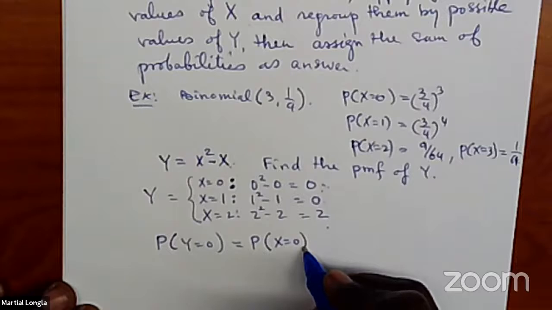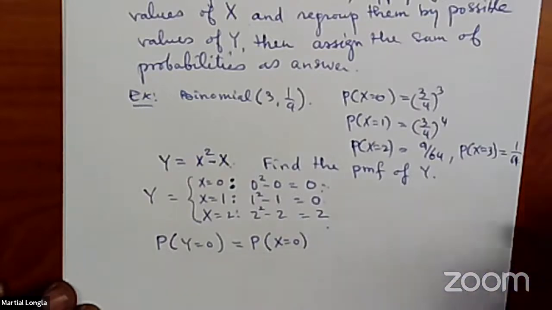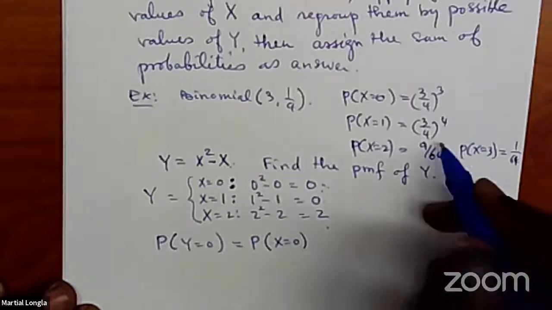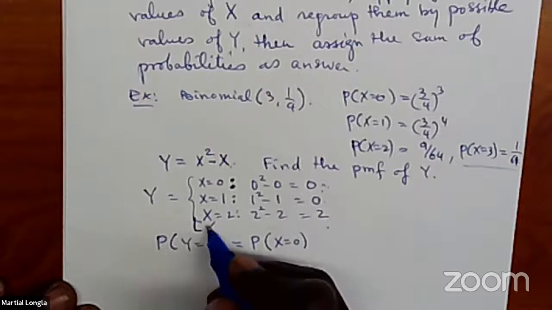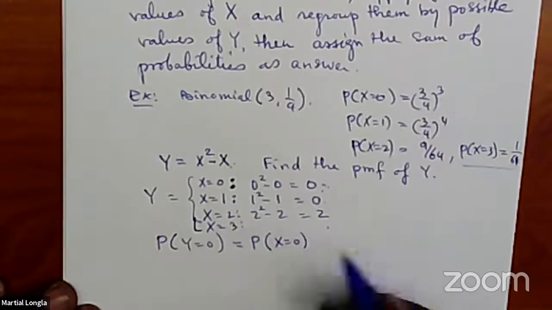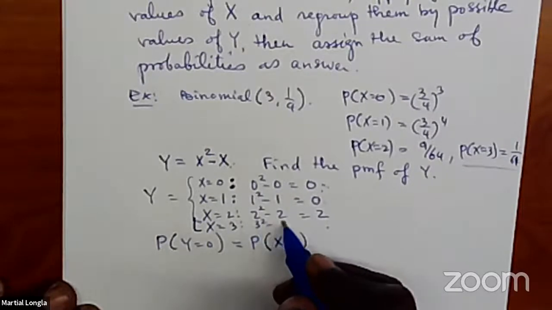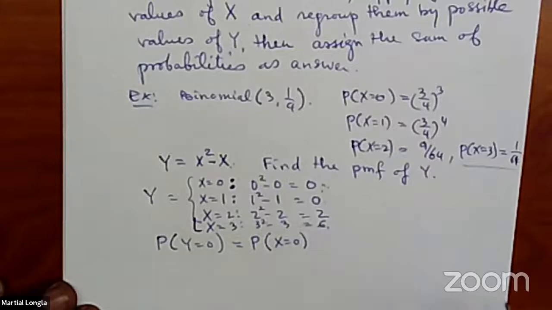Why are we not using x equals 3? Oops, I didn't check that. I'm stopping here. I didn't see that, guys. So x equals 3. You're right. This one is there. 3 squared minus 3 is 6. So we do have three values.